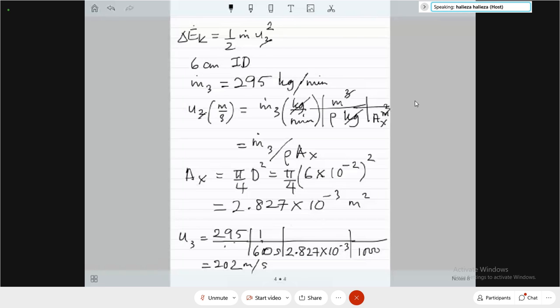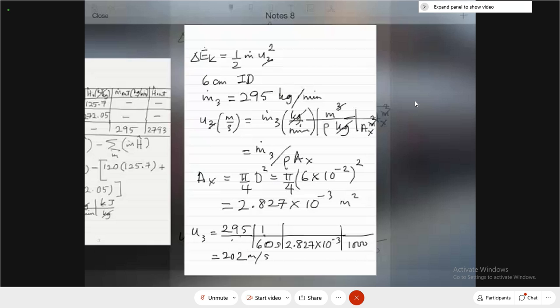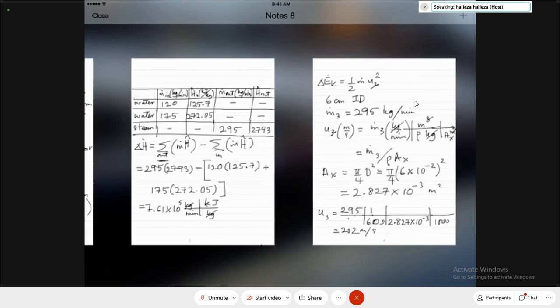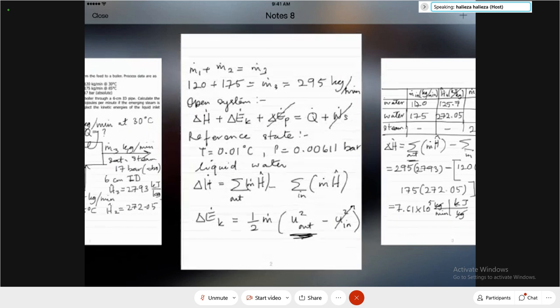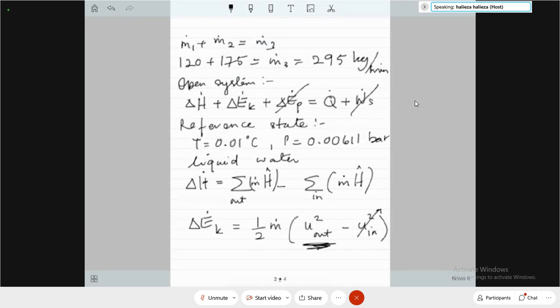So that's done. Now what you have to do is put that value inside your kinetic energy equation, which is this equation, equals to half the mass flow rate. The mass flow rate should be that of which stream? The exit stream, isn't it? Yes, so that's 295 times the velocity just now, 202, but you know that unit has to be converted to the same unit as your enthalpy.